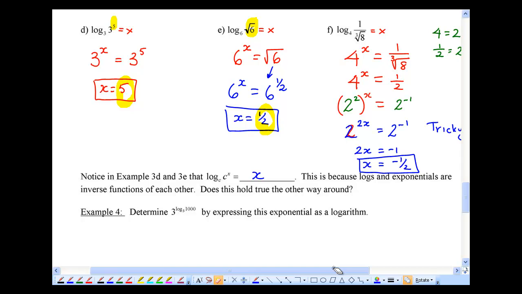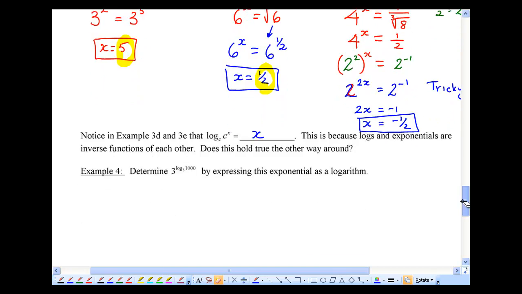Well, let's find out. So, determine this. 3 to the power of log base 3 of 1,000. And I'm going to ask you to express this exponential as a logarithm. So let me just rewrite this first of all as an exponential with an x. Okay, so once again, this is the exponential form. So I'm now going to change this exponential form into logarithmic form.